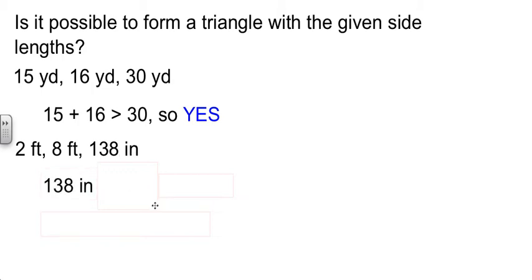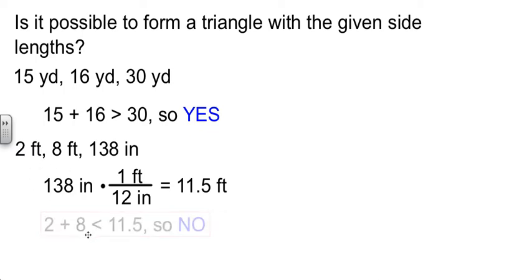So we'll go way back to the beginning of the year in Chapter 0 and convert inches into feet. 138 inches times 1 foot for every 12 inches. My trusty calculator comes up with 11.5 feet. Well, now we're comparing feet to feet, so everything's okay. The two small ones are 2 and 8. 2 plus 8 is 10. 10 feet is less than 11.5 feet. So the theorem says, no, this is not a triangle. You just have to be careful of your units. Don't let them trick you.